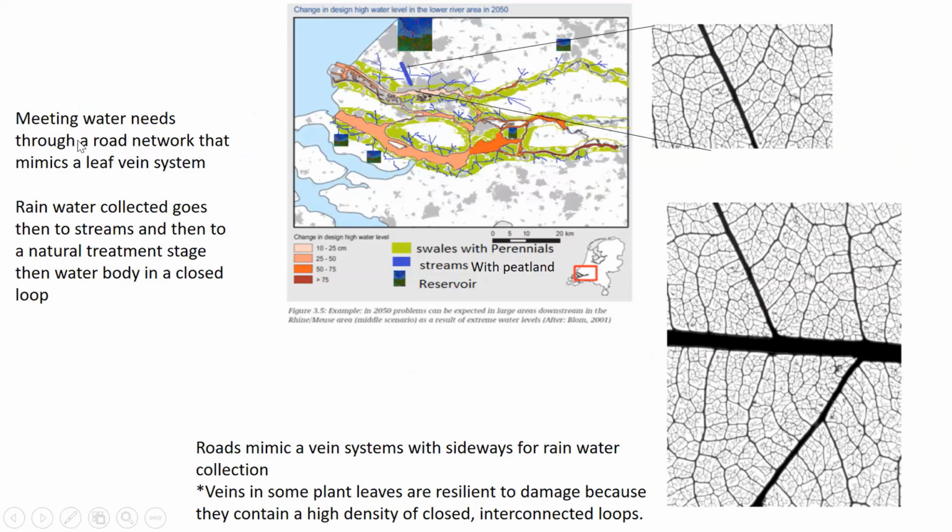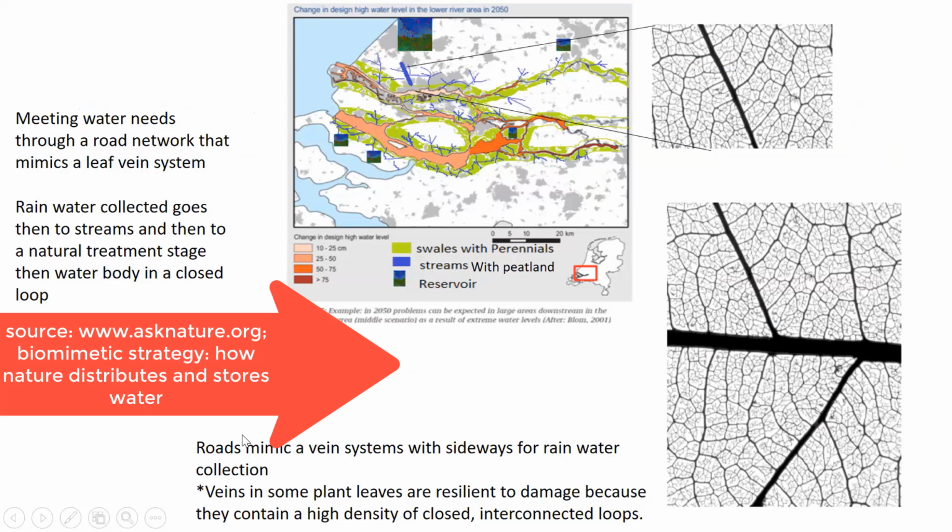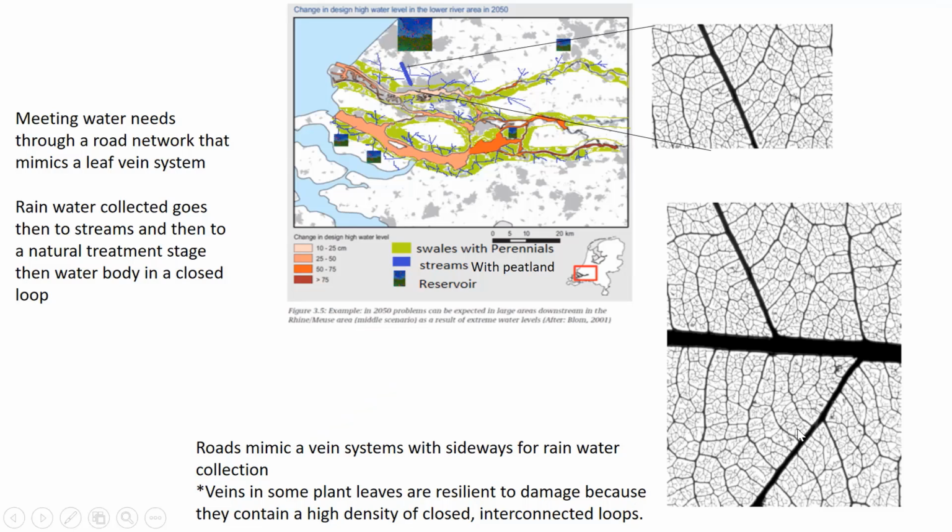So here, meeting the water needs through a road network system by mimicking a leaf vein system. Rainwater collected goes to the streams and then to the natural treatment stage, then to a water body in a closed loop. So the roads are mimicking a vein system with sideways for rainwater collection. Veins in some plant leaves are resilient to damage because they contain a high density of closed interconnected loops, as we see over here.